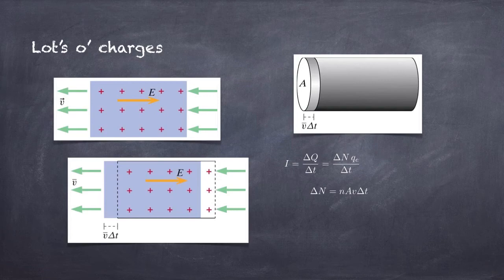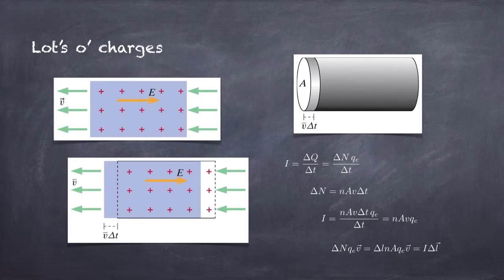Now, if I put that expression for the number that go through the door back into the current, you'll notice that the delta t's cancel. The number that escape and the time it takes for them to escape are proportional to each other, and so the current, which is the number per unit time, is independent of the time. Assuming the velocity is constant and the number density is uniform, I get an expression for current that just depends on the speed of the carriers, the charge of the carriers, the number per unit volume, and the cross-sectional area of the wire. So that's a very handy result.